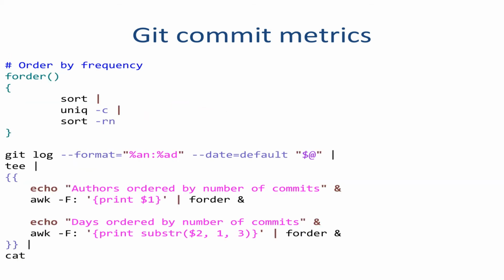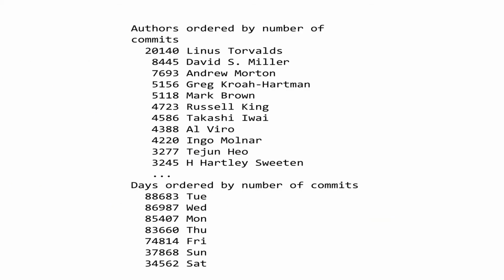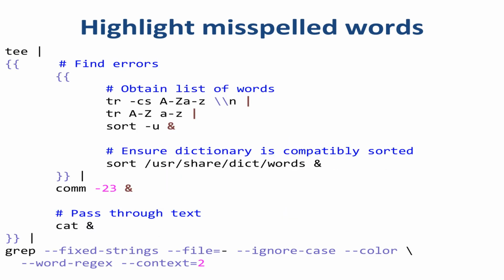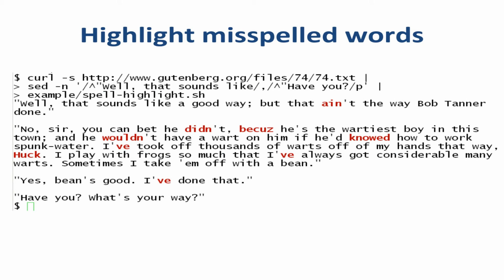In this case, we find authors and days ordered by the number of their commits. Here is the result of running the program on the Linux kernel. To highlight misspelled words, the original text is combined with the misspelled words. This is done by nesting multipipe blocks. Here is an example of the command's output.